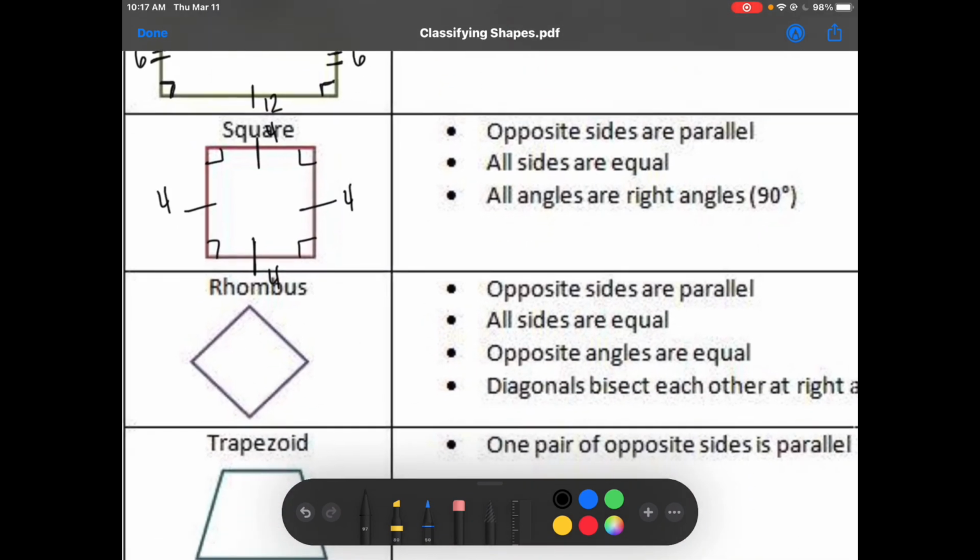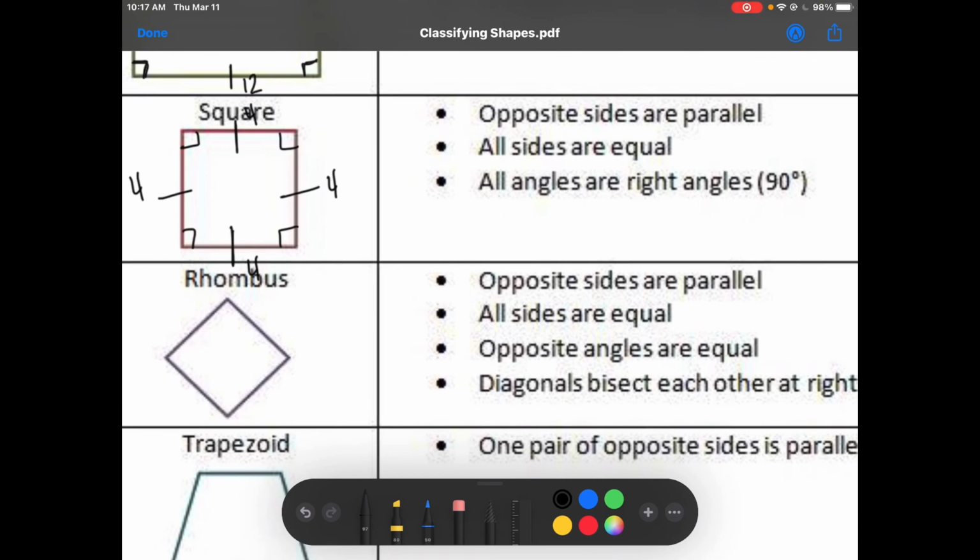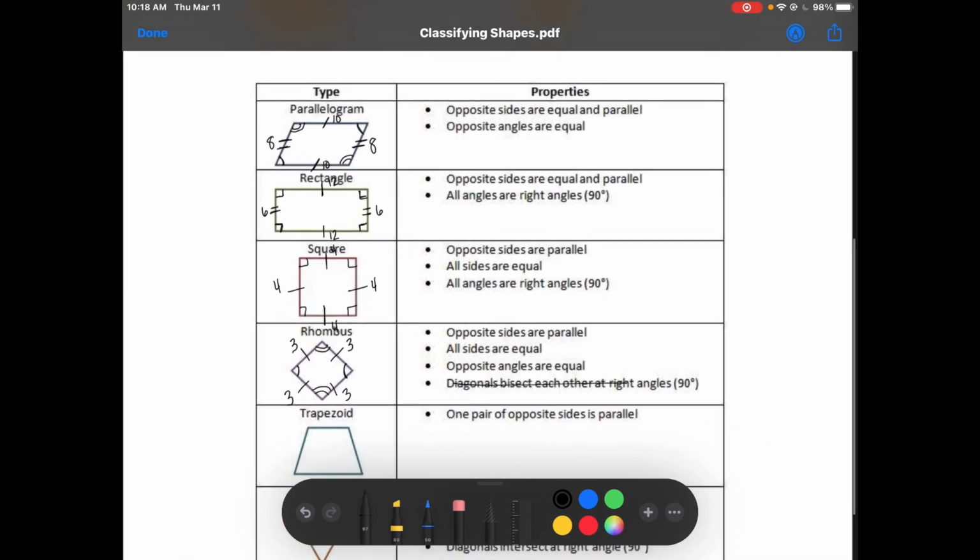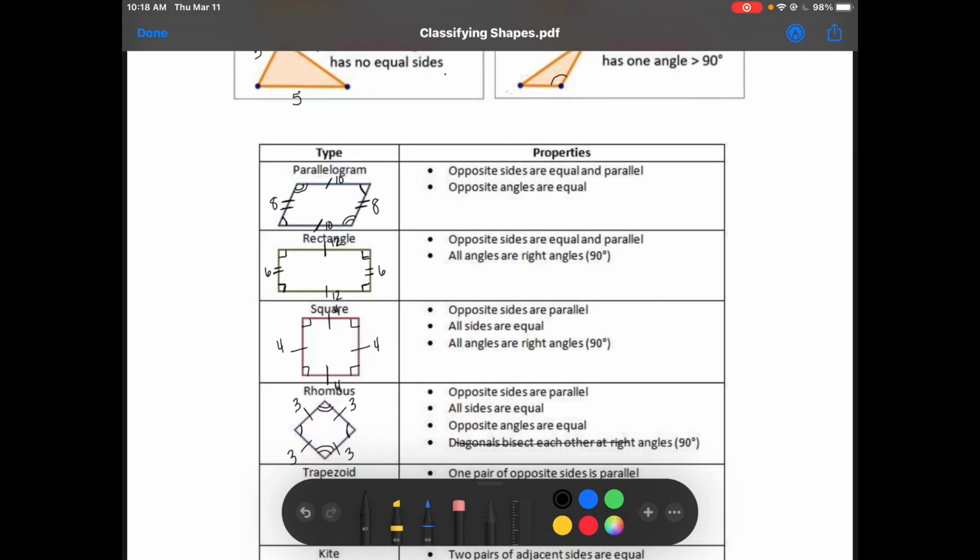And then for a rhombus, opposite sides are parallel. All sides are equal. So maybe they're all going to be 3 inches. And opposite angles are equal. We don't need to worry about that last one. We're not going to deal with that in Math 1. All angles, or opposite angles, are equal. So instead of a square where they are all right angles, opposite angles will be congruent, kind of like in our parallelogram. All right, so that wraps up classifying shapes.